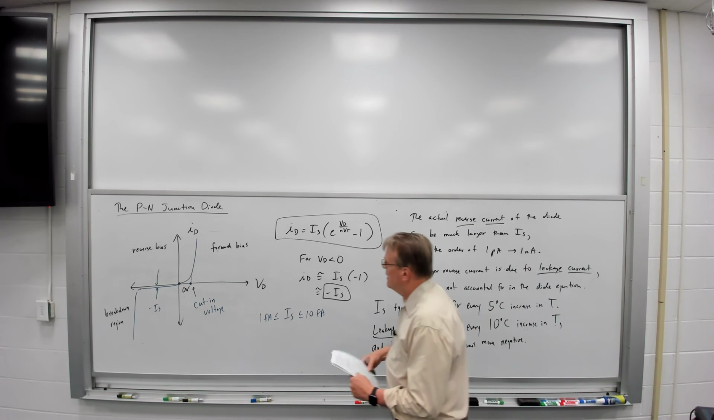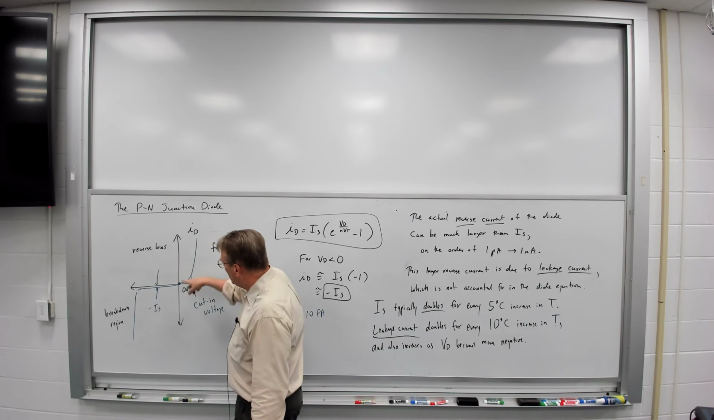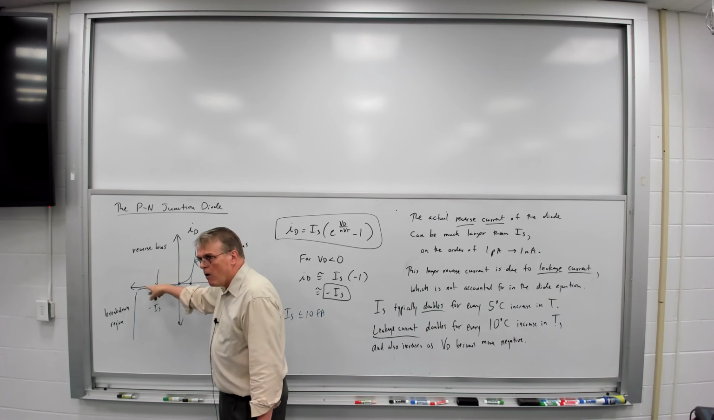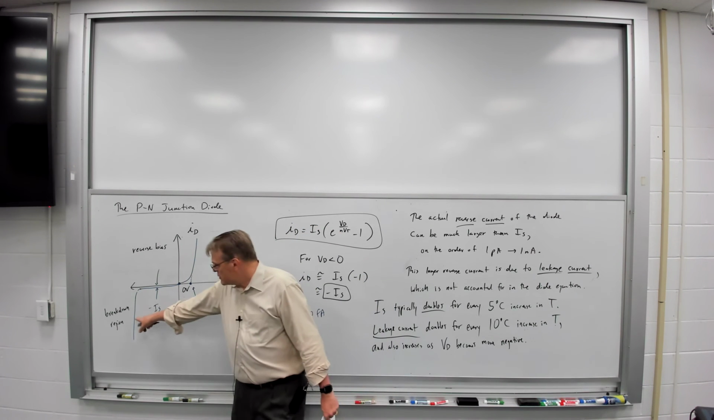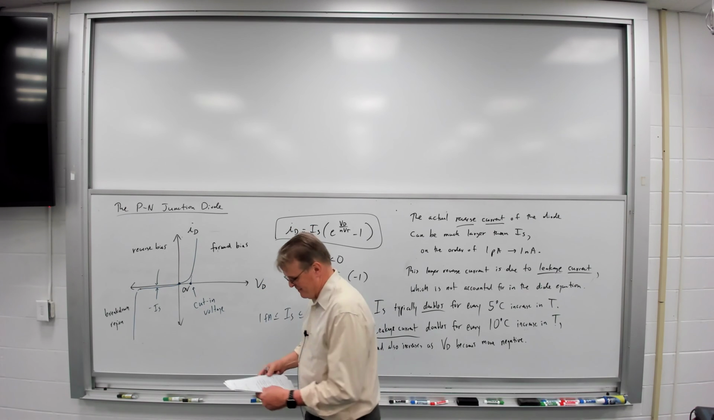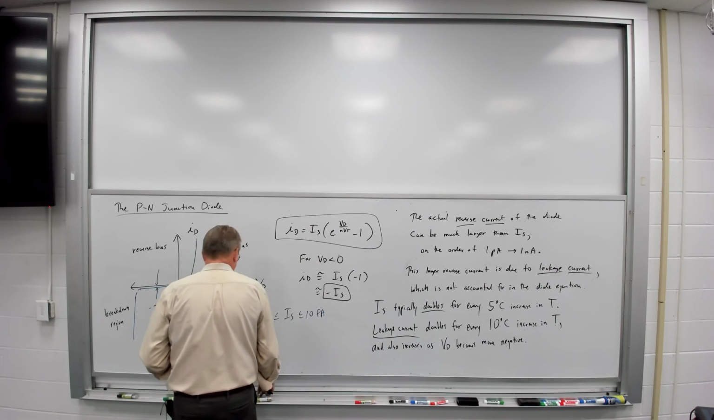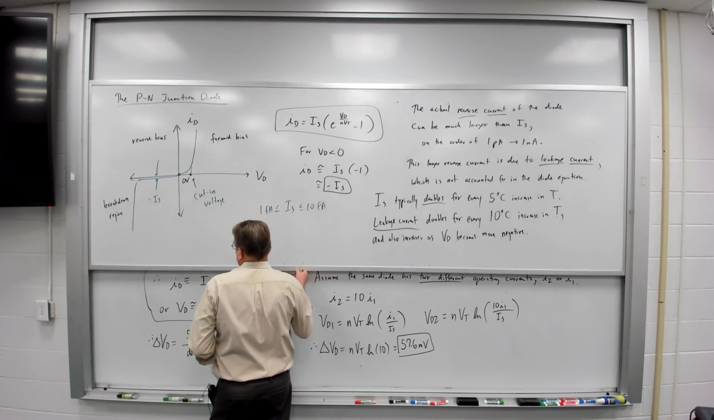Okay, so we've got forward and reverse bias: exponential current growth, and a very small reverse current, until we get to this region, the breakdown region. What happens there? Okay, let's consider that.